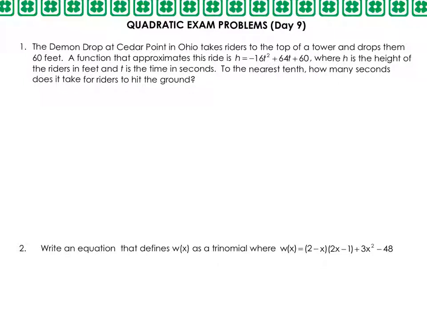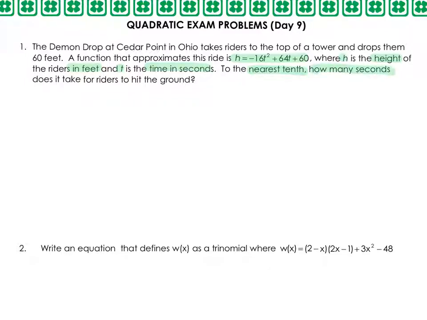So the key things out of this, we should always highlight. What is most important is that we have this function representing that drop, and h is standing for the height in feet, and t is the time in seconds. Then I'm also going to highlight my rounding directions, to the nearest tenth. We're looking for how many seconds.